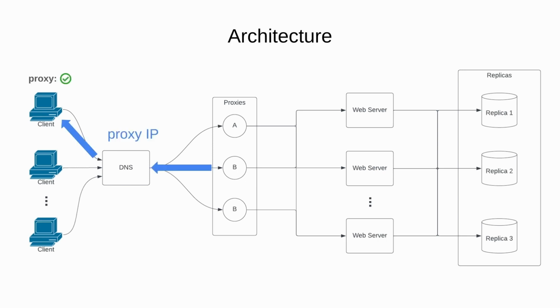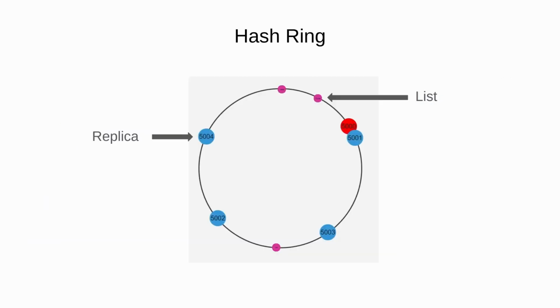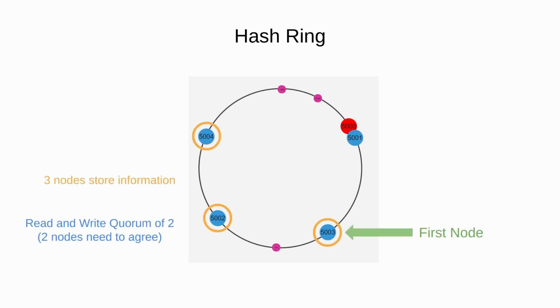When a user first connects, the DNS provides him with a proxy IP to use using a round-robin algorithm. Now we can make a full request to the backend where a web worker will make a quorum consensus from 3 replicas. Taking a closer look at the replicas, which are in a hash ring, we can see that all information is replicated onto 3 adjacent nodes, being those the ones taking participation on the quorum.